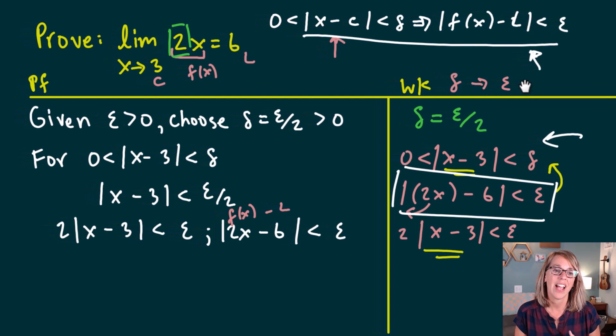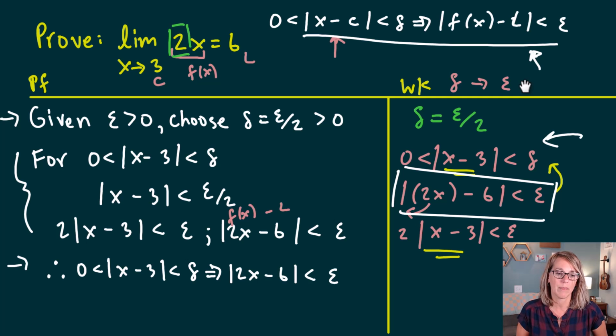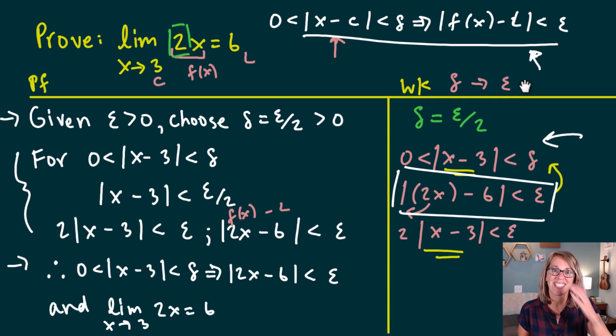So like an essay, I need my introduction. So here's my introduction. I need the body, and then I need my conclusion, which is what I'm doing now. So I'm going to say, therefore, I like to put the statement that I just proved, 0 less than |x minus 3| less than epsilon did lead me logically to |2x minus 6| being less than epsilon. And we just showed that the limit as x approaches 3 of 2x is in fact 6. Okay, I hope these are getting a little bit easier for you.